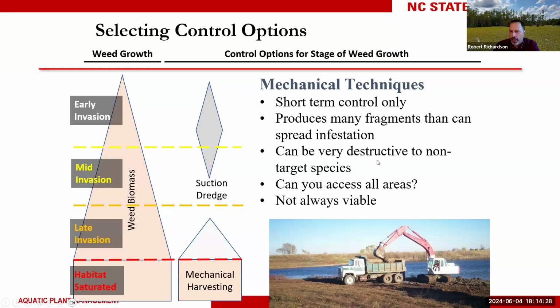The other thing, mechanical techniques are typically pretty non-selective. So you're going to pull out plants. You can also pull out turtles, fish. There tend to be a lot of bycatch with a lot of mechanical techniques.